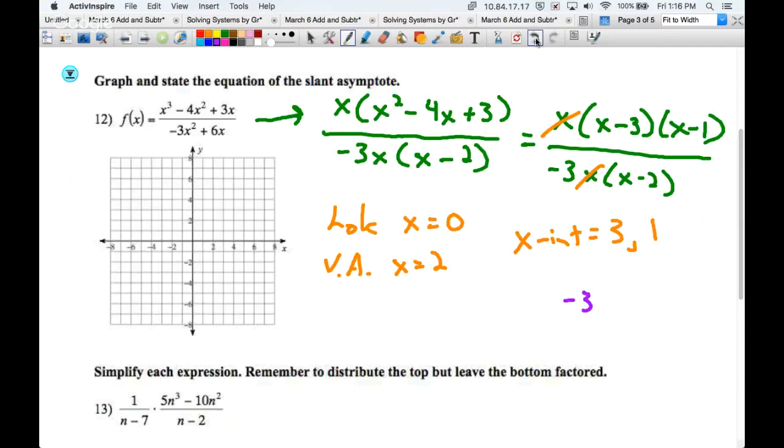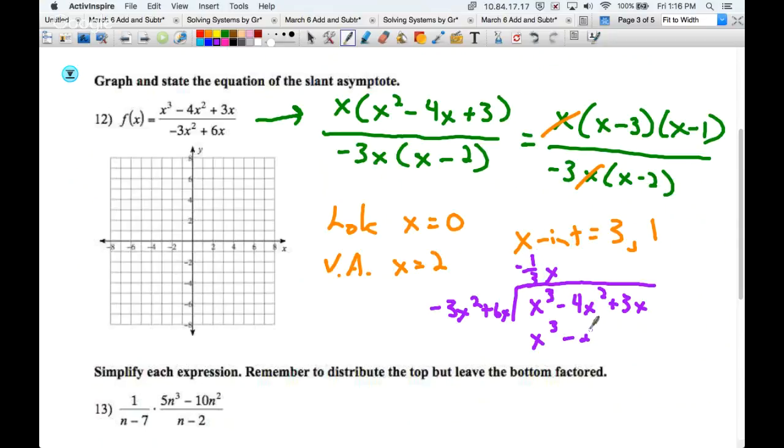Doing it backwards here, the top goes under the symbol. The bottom goes outside. What do I have to multiply -3x squared by to get an x cubed? Well, that's going to be -1/3 x. That gets me my x cubed, as well as a -2x squared.